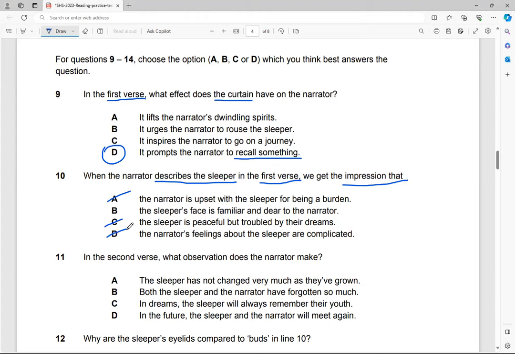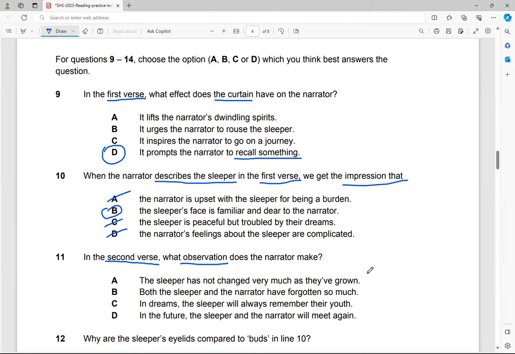Question 11, in the second verse, so we're told to look at the second verse, what observation, and we're looking for an observation, does the narrator make? A, the sleeper has not changed very much as they've grown. B, both the sleeper and the narrator have forgotten so much. C, in dreams, the sleeper will always remember their youth. Or D, in the future, the sleeper and the narrator will meet again.